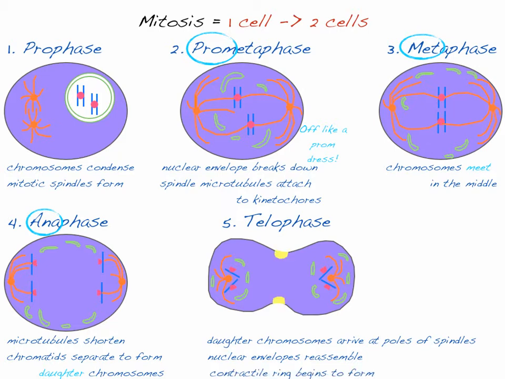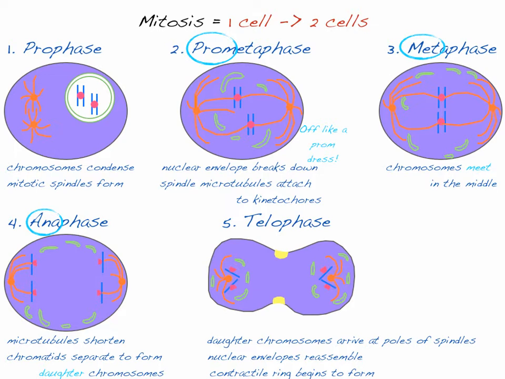Also, you have a contractile ring that begins to form around the middle of the cell, and this contractile ring is going to contract and contract until finally the one cell is going to pinch off and become two separate cells, and this is cytokinesis. But going back to telophase, so the chromosomes have reached their poles, the nuclear envelope reassembles, and the contractile ring forms.